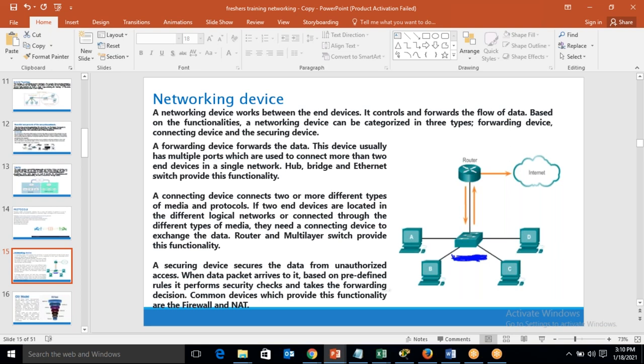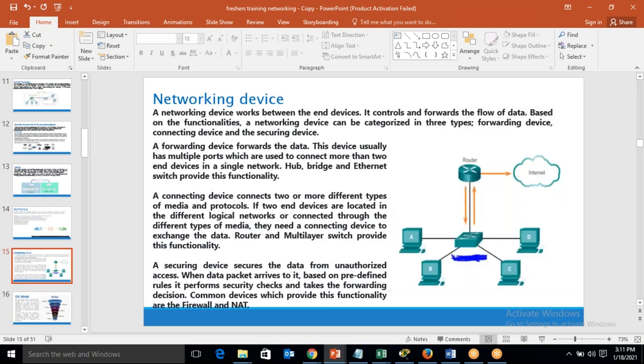And the securing device secures the data from unauthorized access. When data packets arrive at it, based on the predefined rules, it performs security checks and takes the forwarding decision. For this, the devices we use are basically the firewall on the server or the client part, and NAT at the network level, that is in the router part, on which you will be having a lab at the end of this particular course.